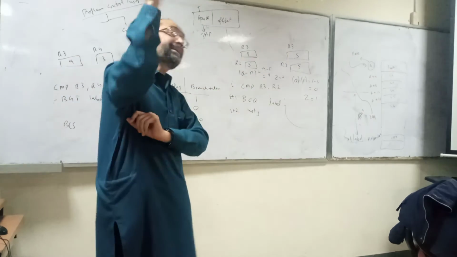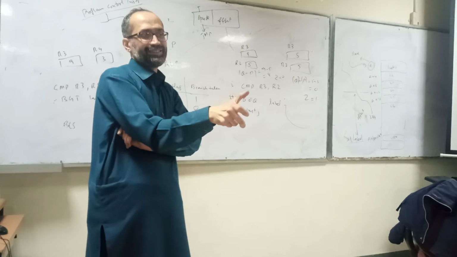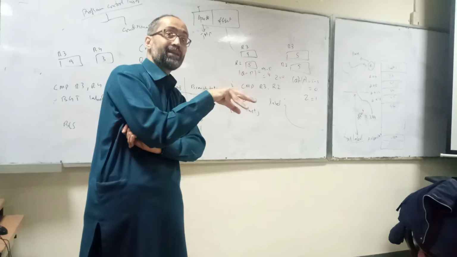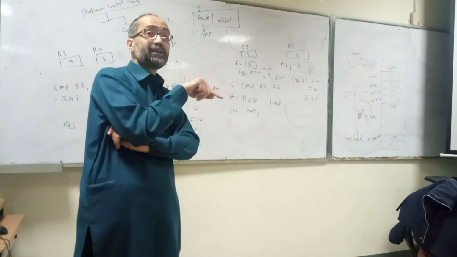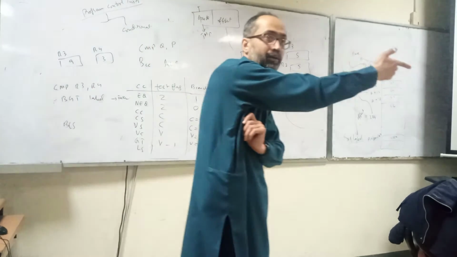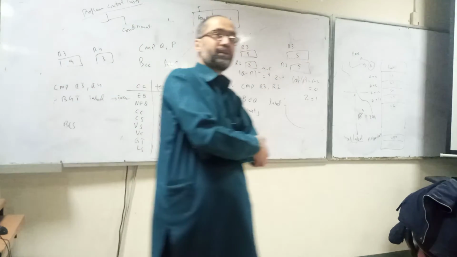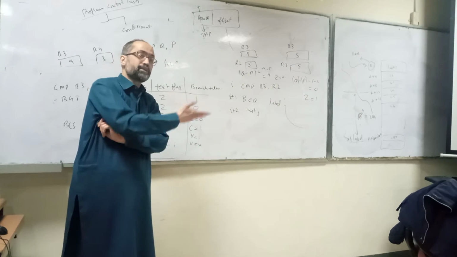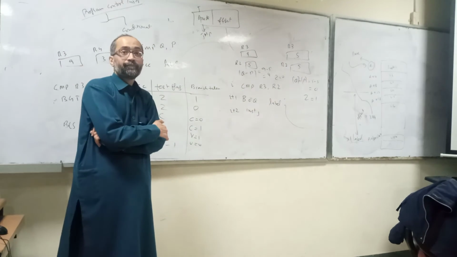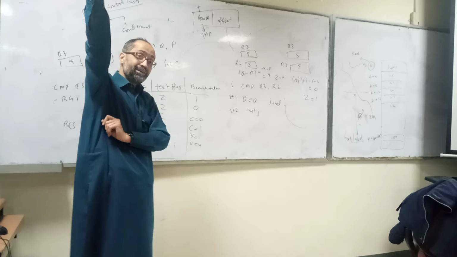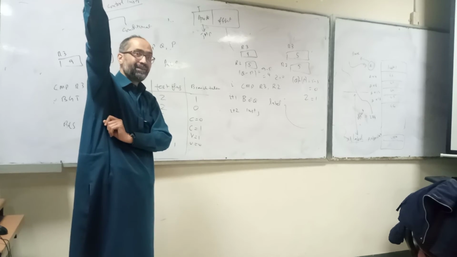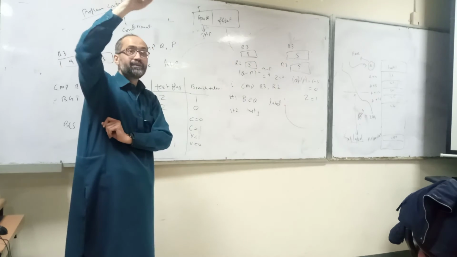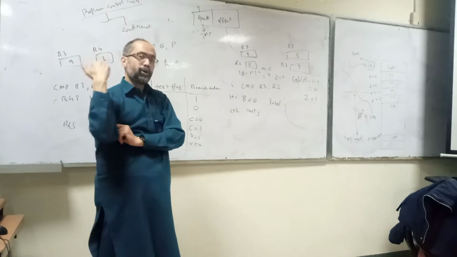And based on the contents of these flags, the decision will be taken: whether the branch has to be taken or the branch is not taken. If the branch is taken, the control is transferred to the label. If the branch is not taken, the control is transferred to the following instruction.